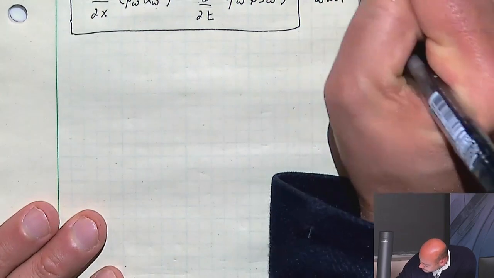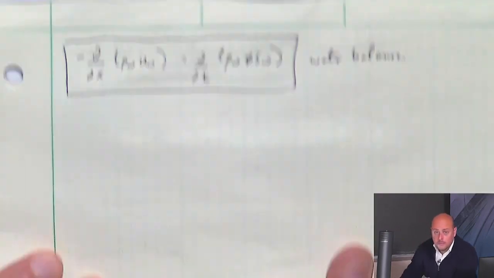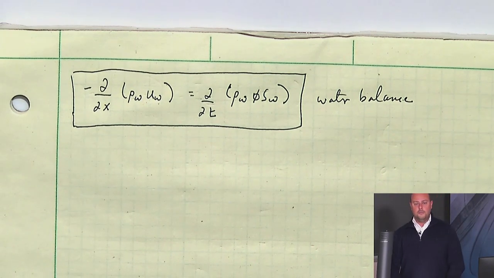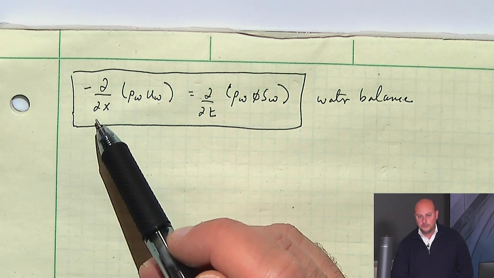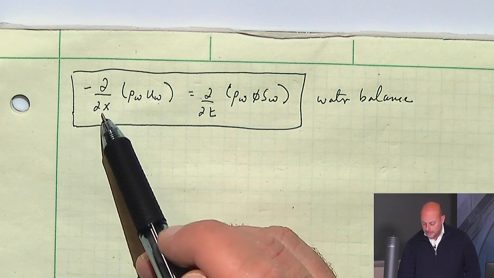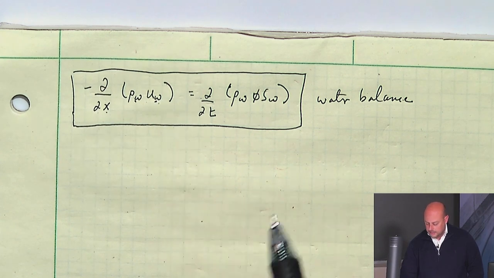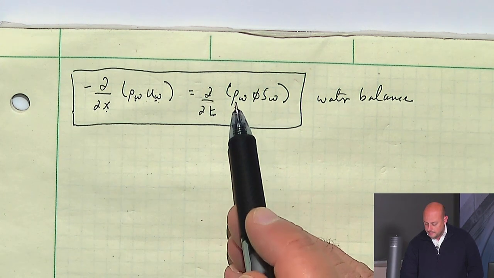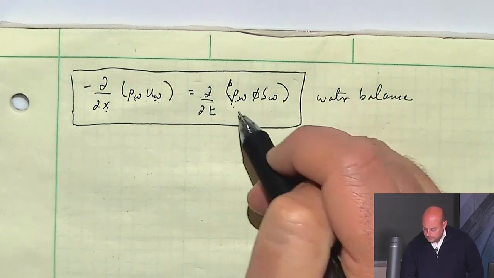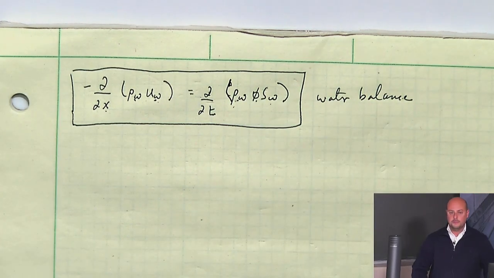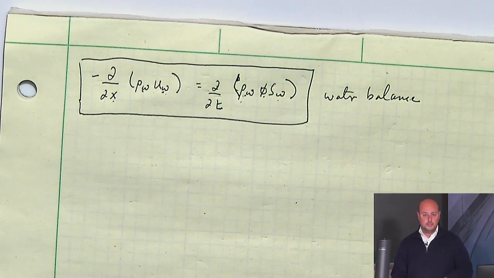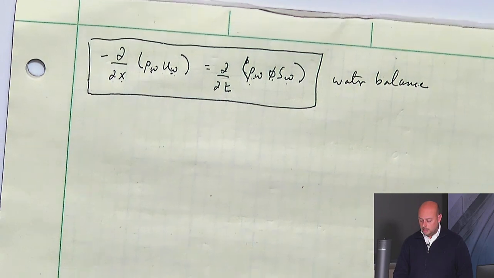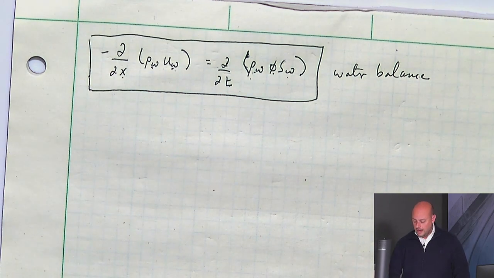This is a water balance. I apologize for my handwriting. These are not twos. They're partial derivatives. So it's the partial with respect to x of the density times the velocity is equal to the partial with respect to time of the density of water times the porosity times the saturation. This is what we call a partial differential equation. It's a partial differential equation because it's dependent on more than one variable, both x and time, which is different from an ordinary differential equation. That was our water balance.